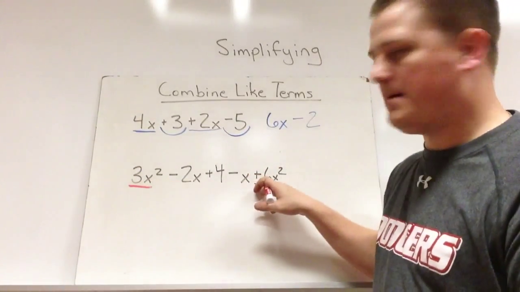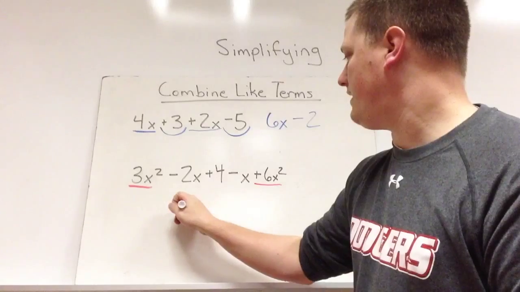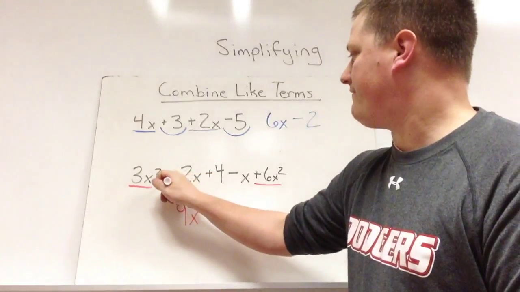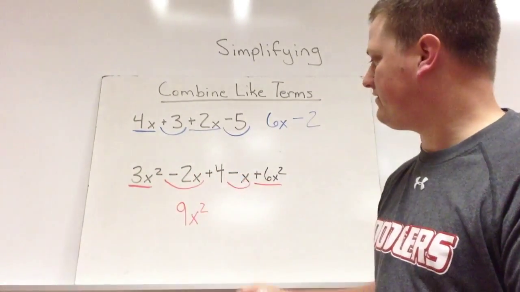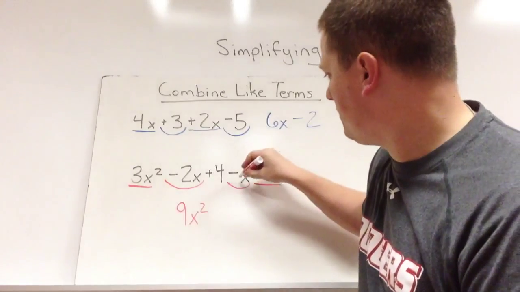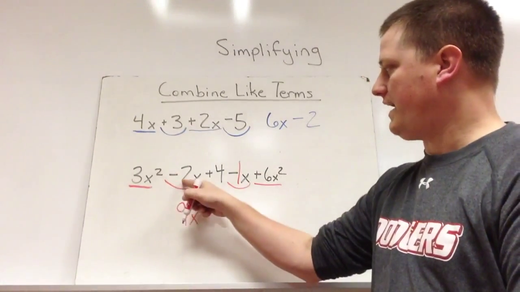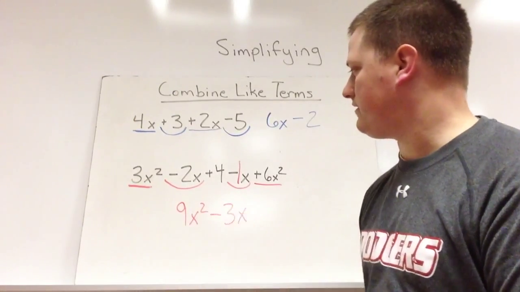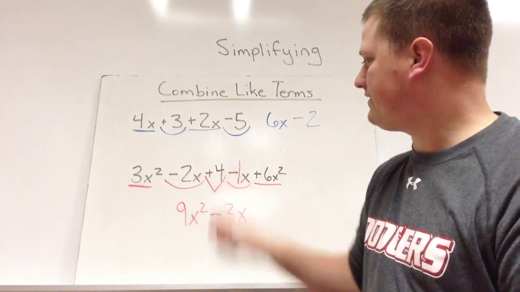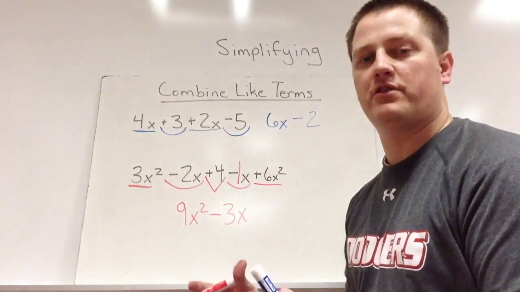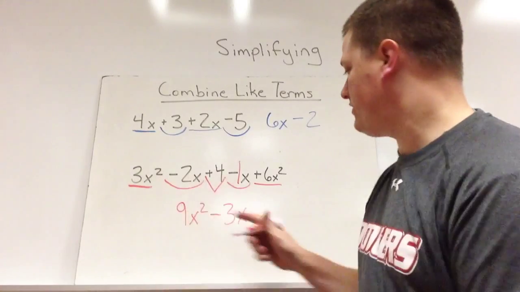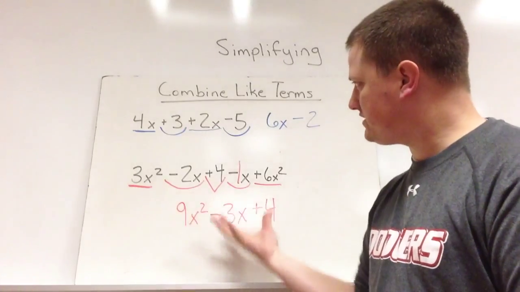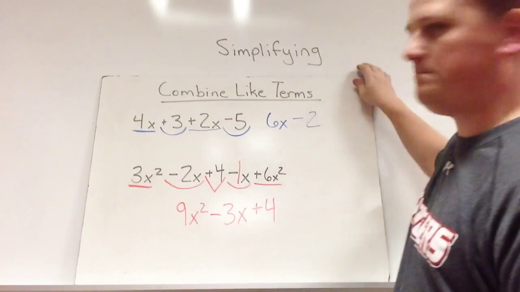So we've got positive 3, positive 6 gives us 9, and we're talking about x squared, so we have 9x squared. Then we have a negative 2x and a negative x. Well, anytime there's a variable without a number, we can put a 1 in front of it. So negative 2 and negative 1 make negative 3, and that's our x's. Then this positive 4 here doesn't have anything with it. So anytime there's something that doesn't have anything to match up with, we just bring it down. This is positive 4, so we go positive 4 at the end. Again, a much simpler version of each of these to work from.